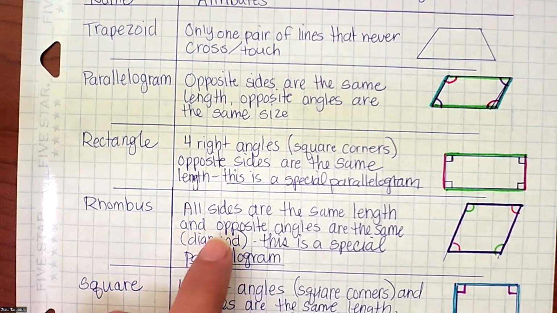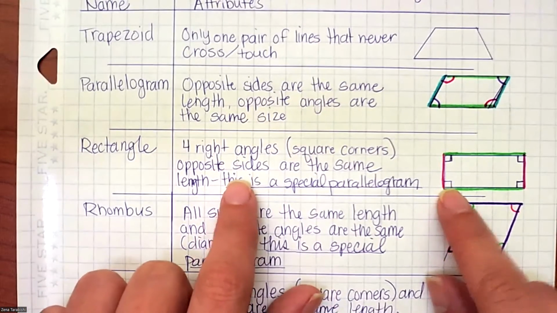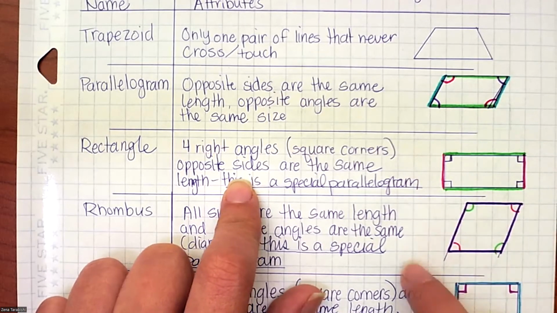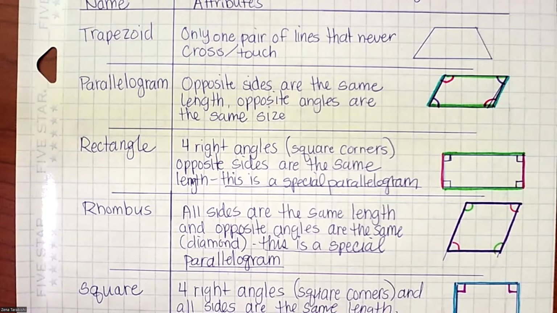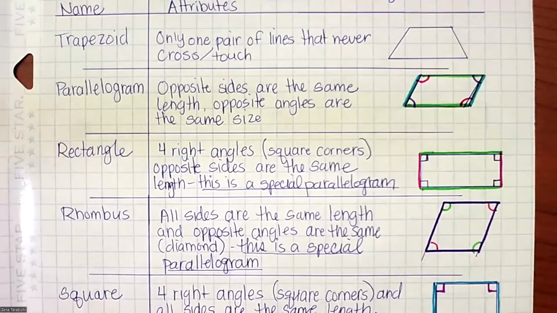A rectangle has four right angles or square corners. The opposite sides are the same length. So the top and bottom are the same length. The right and left are the same length. And this is a kind of parallelogram. It's a kind of special parallelogram.